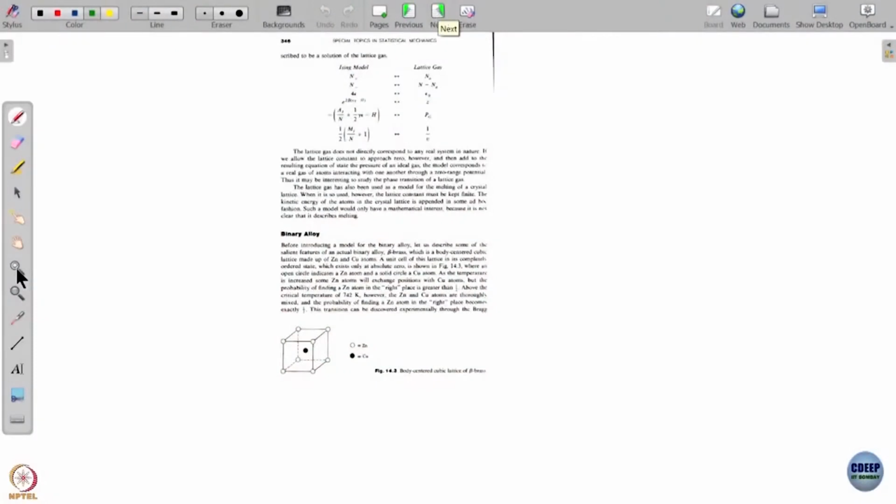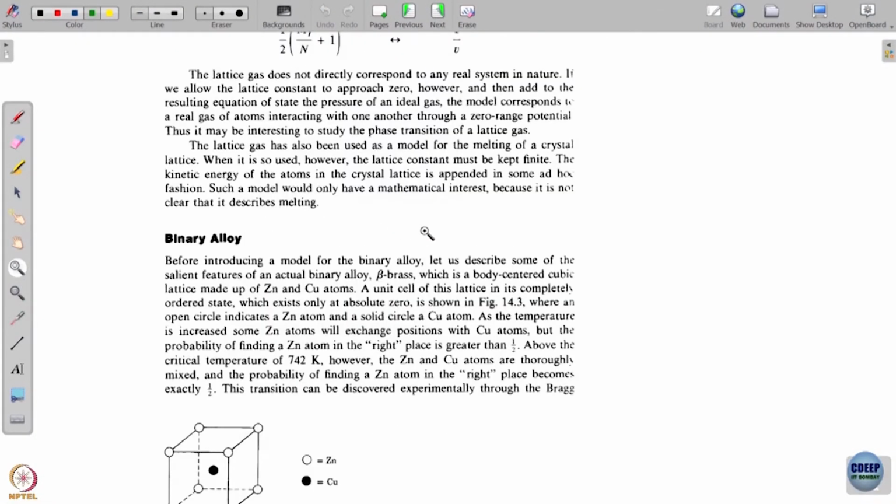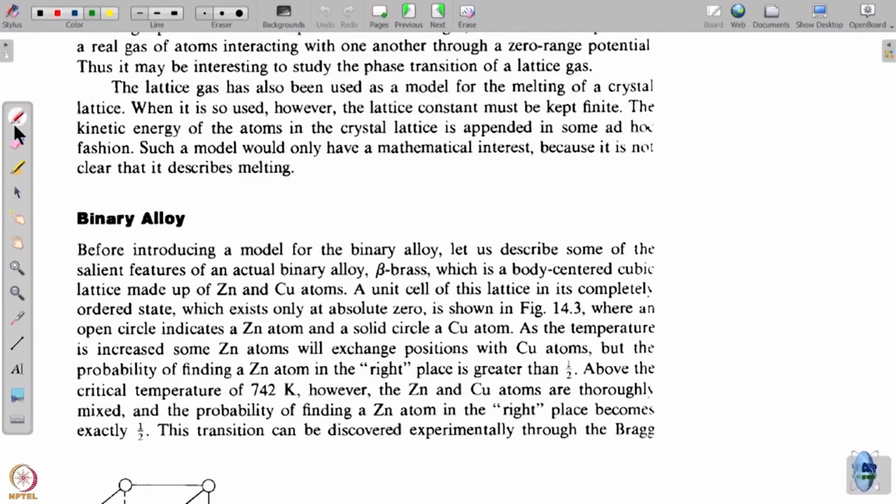So, we have just discussed how the lattice gas model can be mapped into the Ising model. We will next discuss one more interesting thing, and these are all from Kerson Huang. Now, the binary alloy beta brass, which is zinc and copper, has lattice sites occupied either by a zinc atom or a copper atom.